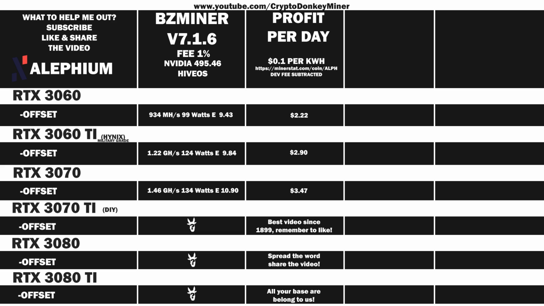Now it's time for the RTX 3070. 1.46 GH/s at 134 watts, which gives an efficiency of 10.9. You will earn $3.47 per day.